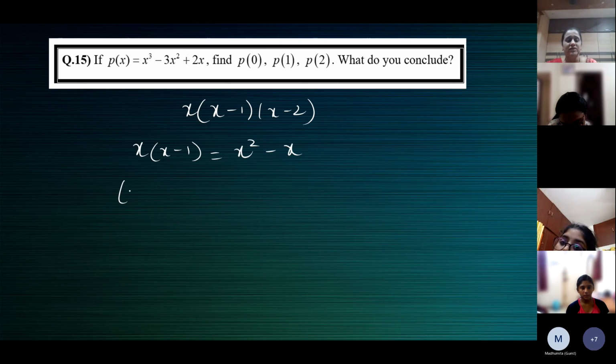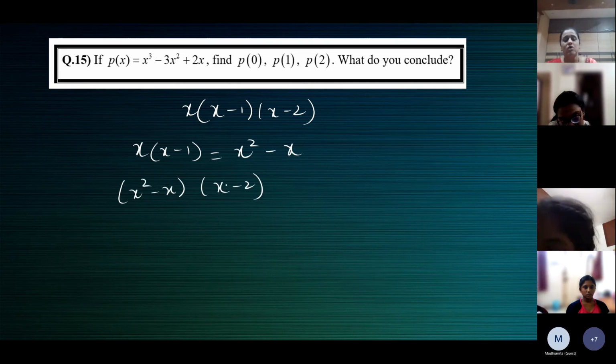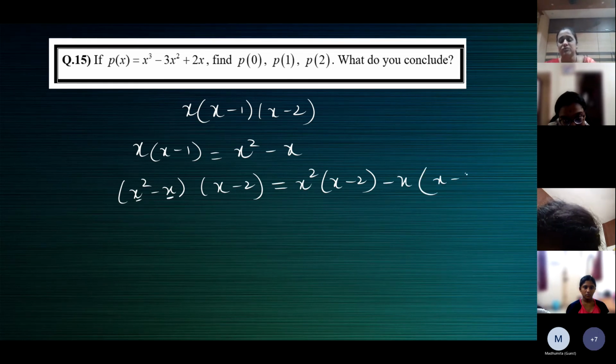Now we'll multiply this X square minus X with the other factor X minus 2. How to multiply? Write the first term X square multiplied by the second bracket X minus 2. Write the second term minus X multiplied with the second bracket X minus 2. Now how do you multiply? X square into X is X cubed, and X square into minus 2 is minus 2X square.